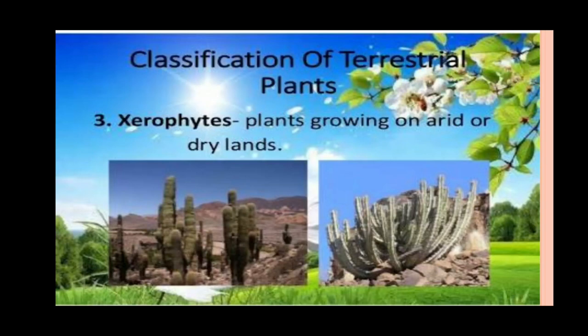So they have a thick and fleshy stem also. This stem plays the role of leaf. This stem prepares food for the plant. And as roots are deep in the ground, they absorb water for the survival of these plants. Cactus, babool are examples of xerophytes.